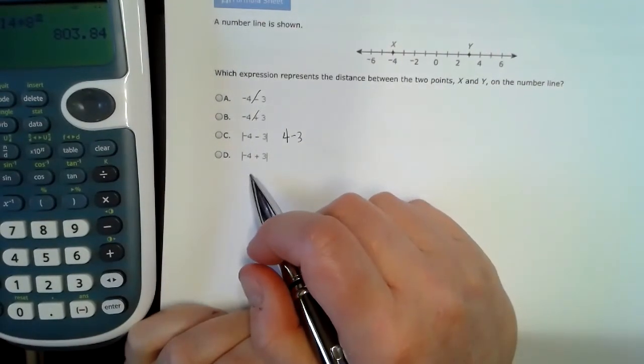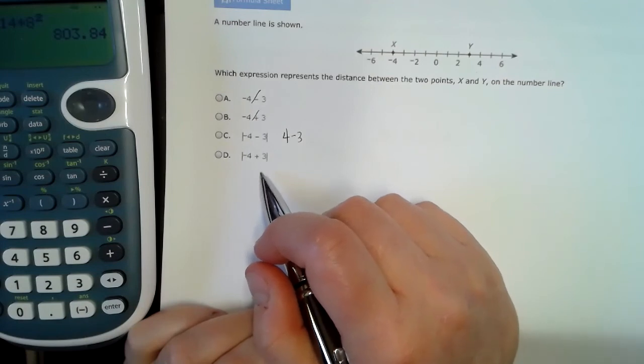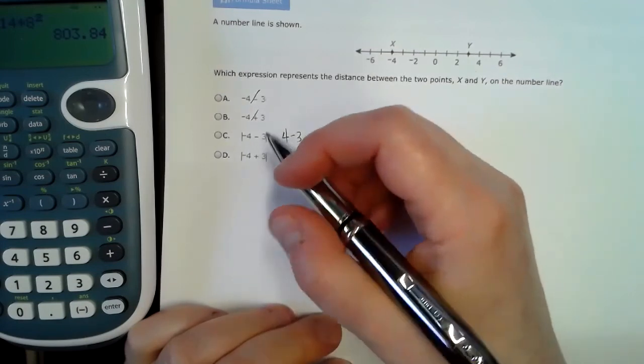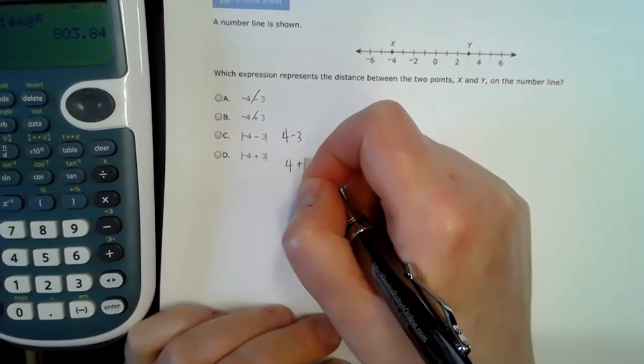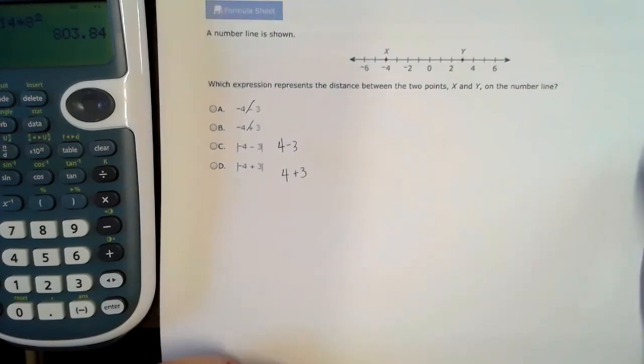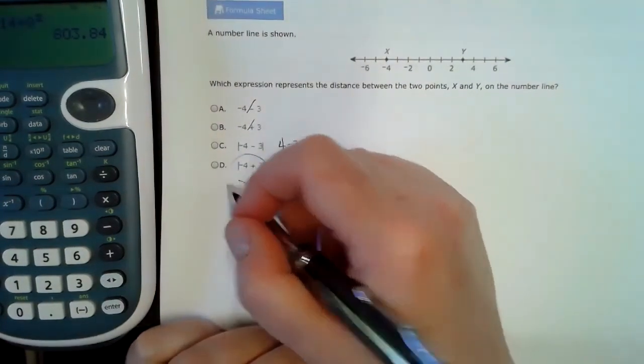And then we've got the absolute value, -4 plus 3. Well, we know that -4 is the same as 4. So this is 4 plus 3, which equals 7. Your answer is D.